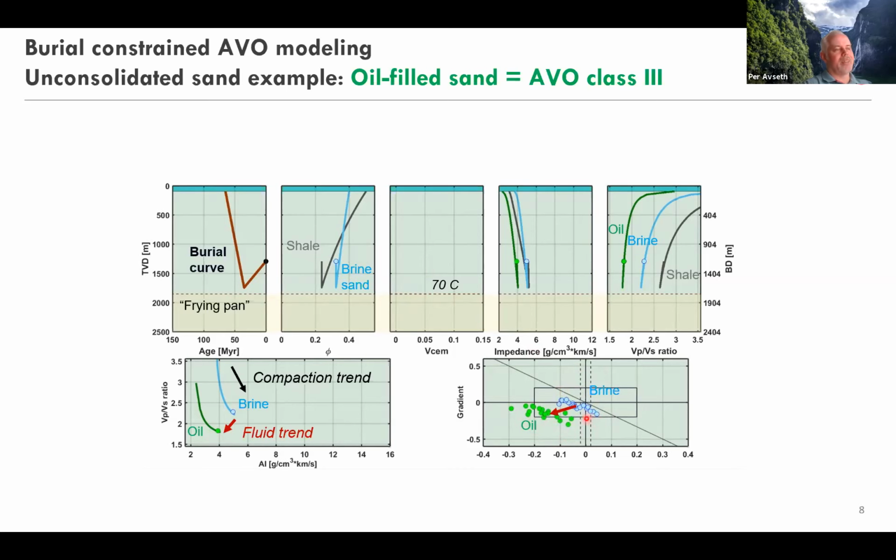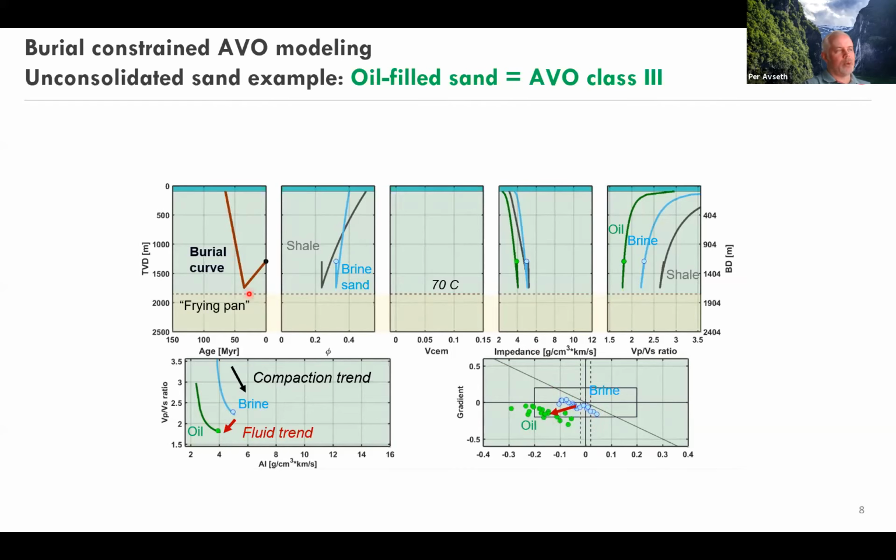So just doing this exercise could be a nice way to illustrate the feasibility of separating a brine sand from oil sand at a given burial history. Of course, this was an unconsolidated sand. So here we see what we call a class 3 AVO for oil, and maybe a class 2P to 2 for brine sand, with a good separation.